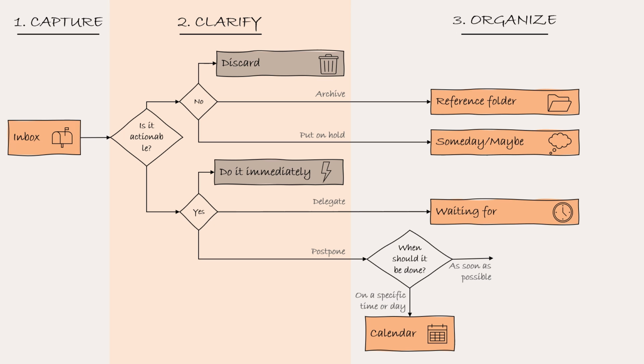If the thing in your inbox is something that you should try to do as soon as possible, you should put it in your next actions list. And this is basically the main to-do list. So these are all the tasks that you should try to do as soon as you possibly can, but you can't do them right now.